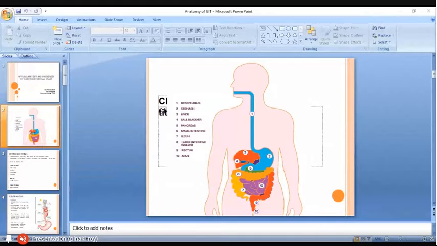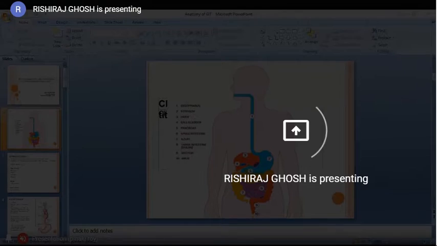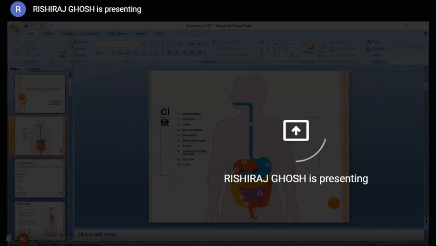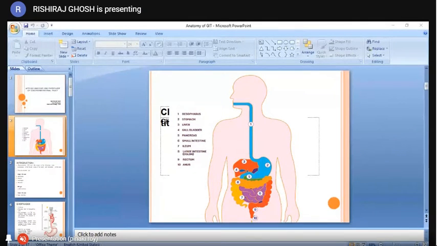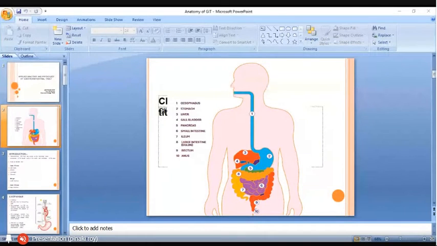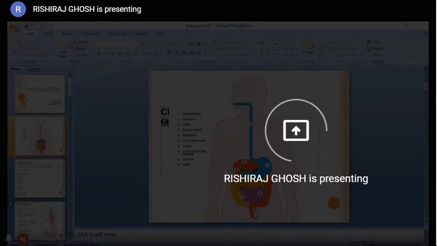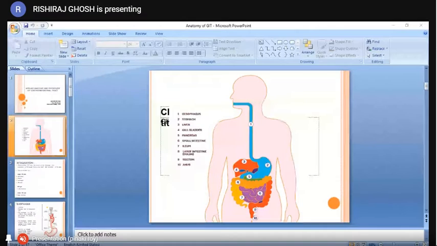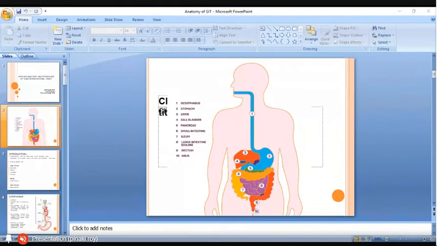Another important thing: some important developmental anomalies we used to see in the esophagus. I will share the videos with you also. The most common is the tracheoesophageal fistula and esophageal atresia. In esophageal atresia, the esophageal lumen is not completely developed, and in tracheoesophageal fistula, there is some communication between the esophagus and the trachea. That is the most common developmental anomaly of the esophagus.